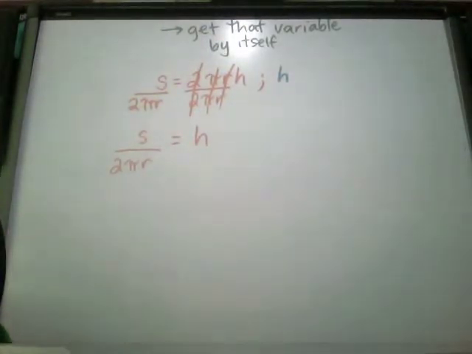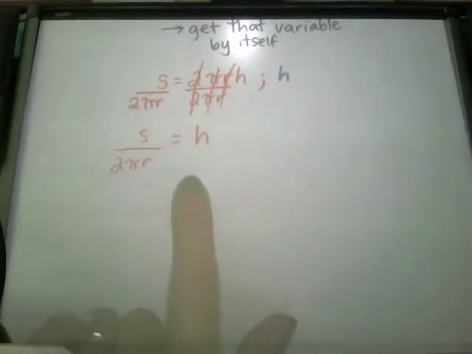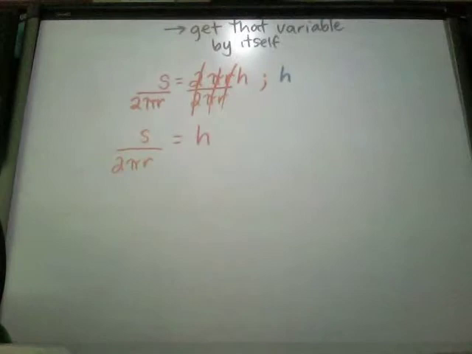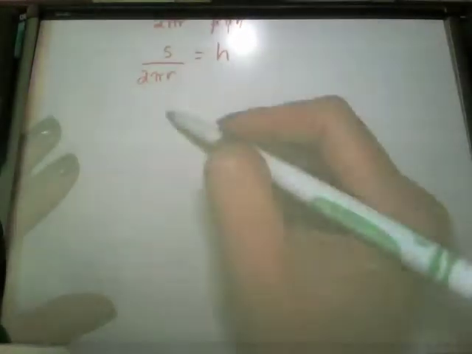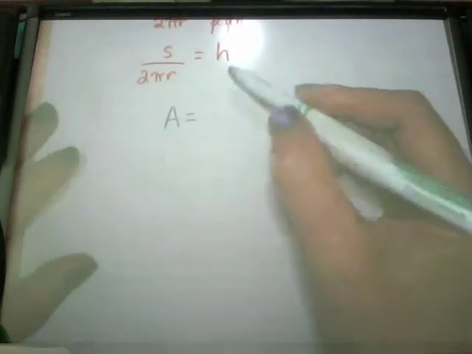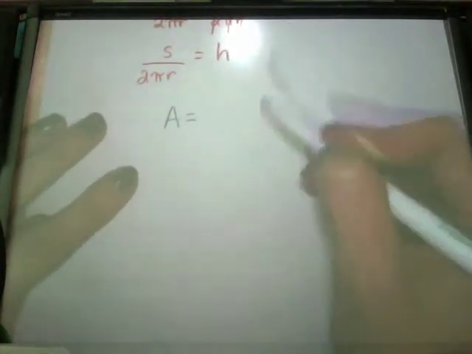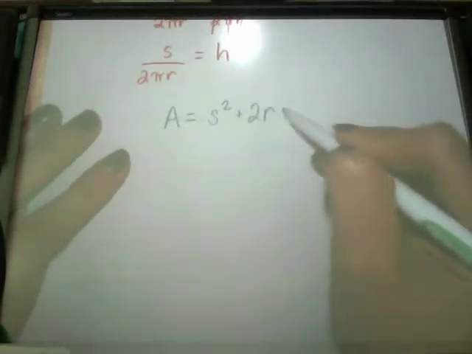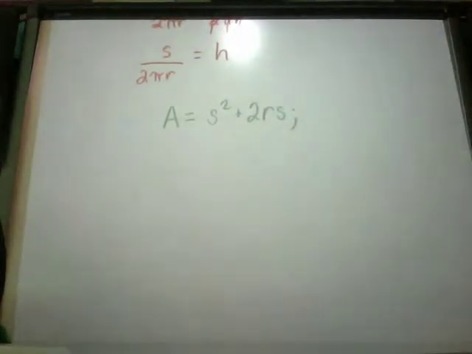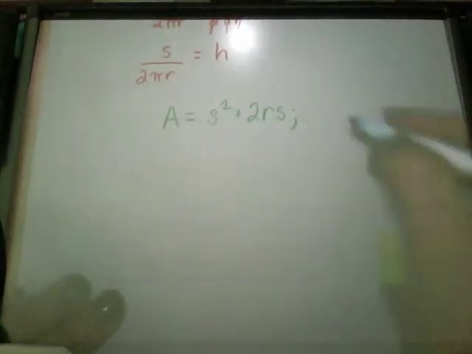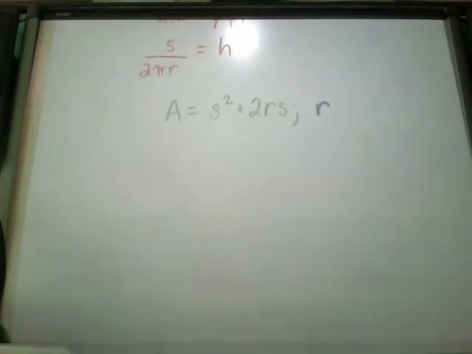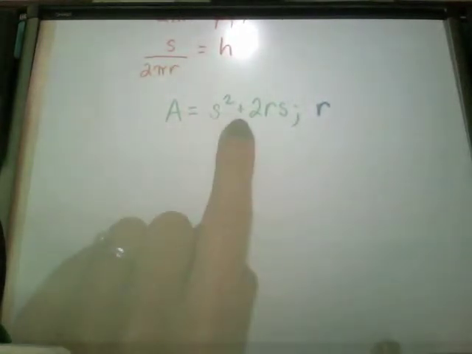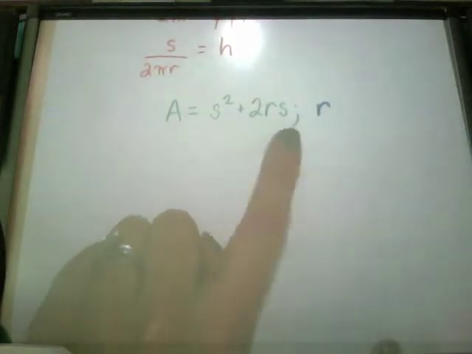Okay, so that one was pretty simple because we could do all the operations together at once. So let's do one that's a little bit different than that. Area, this would be, by the way, surface area, but you don't need to know that, equals s squared plus 2rs, semicolon shows us we're at the end of the formula, and we're going to solve for r. So this one's a little more complicated because it's not just a bunch of stuff being multiplied by r. We've got an addition here. We've got some multiplication happening.